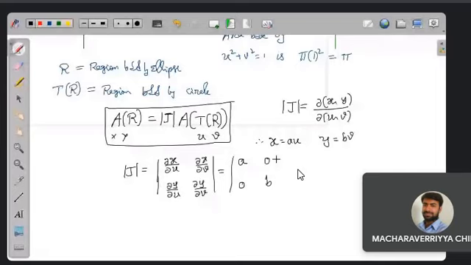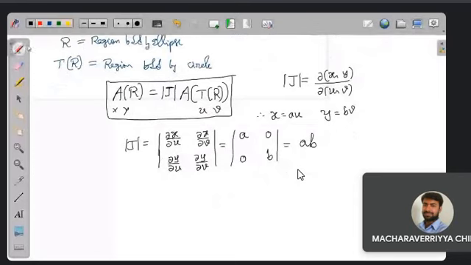All right. So now I got the answer to the question. Now A of R, that is the area bounded by the ellipse, equals the Jacobian, that is ab, into the area of the transformed region. That we already know, that is the area of the circle, which is pi. So that is nothing but pi ab. So this is the area of the ellipse.